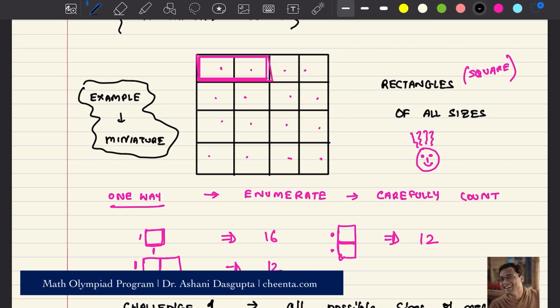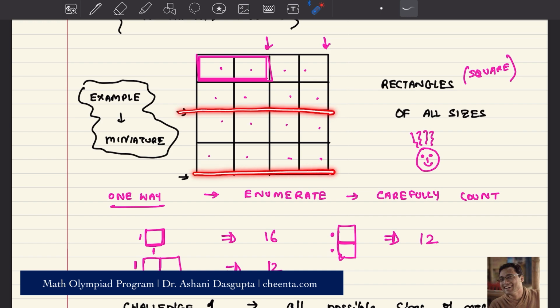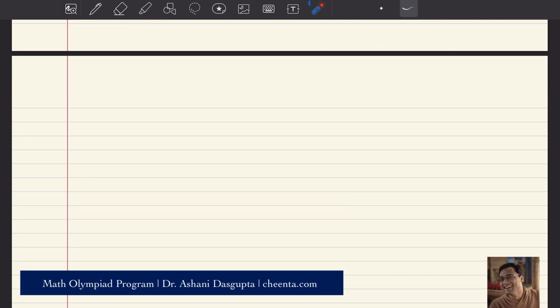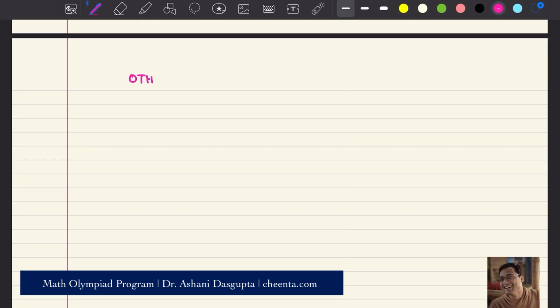The best way to solve it is to notice that whenever you choose 2 horizontal lines and 2 vertical lines, whenever you do that, you actually create a rectangle. So suppose I choose this horizontal line and this horizontal line, and this vertical line and this vertical line, I am creating a rectangle, which is a square in this particular case. So this is the other way.